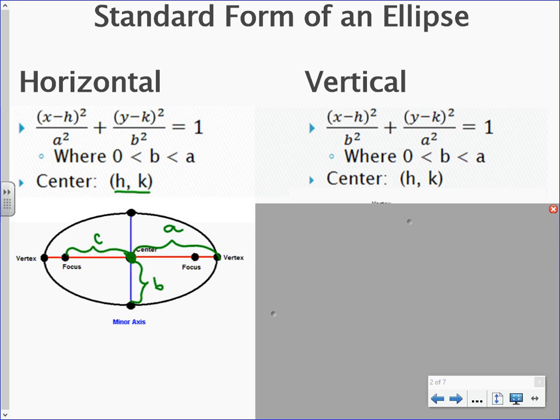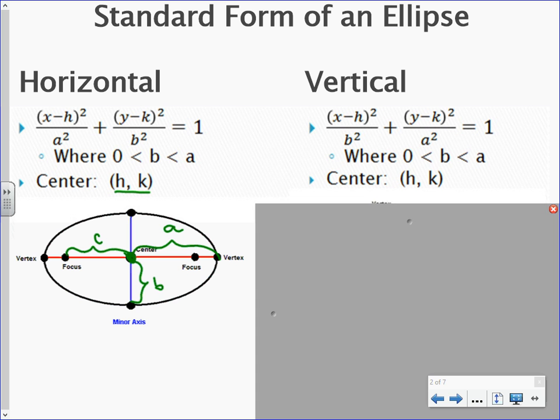Let's go ahead and write down the vertical ellipse equation. Very similar, with one and only one very big difference. Major difference. What is our major difference? Placement of A and B. Remember I said A is the bigger number. Well, now the bigger number, A squared, is underneath the Y, which is why it is a vertical ellipse.